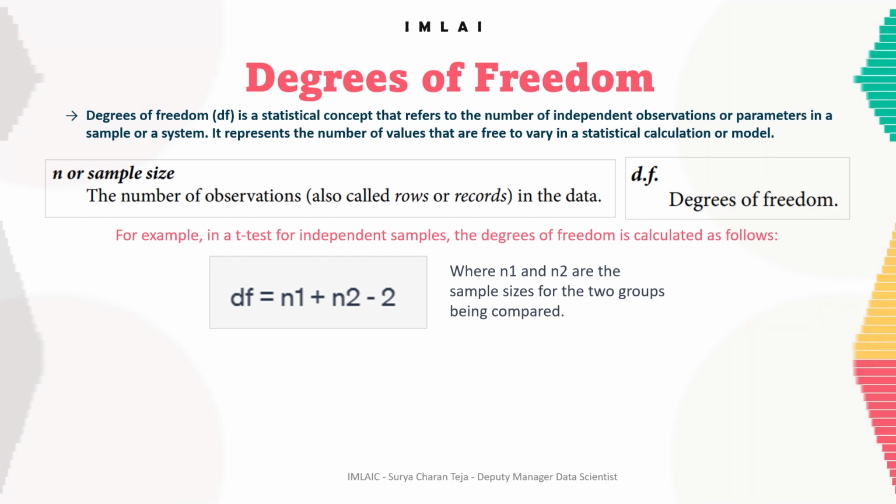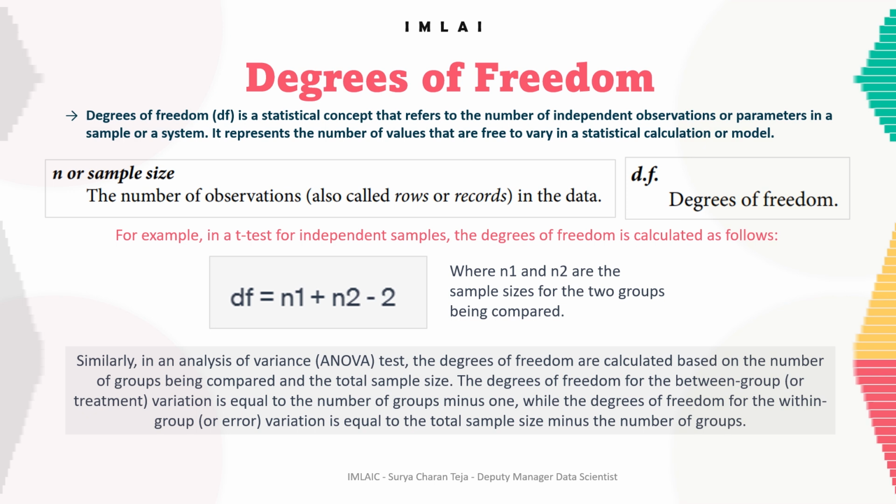Similarly, in an analysis of variance ANOVA test, the degrees of freedom are calculated based on the number of groups being compared and the total sample size. The degrees of freedom for the between groups variation is equal to the number of groups minus 1, while the degrees of freedom for the within group variation is equal to the total sample size minus the number of groups. That's what we use in analysis of variance ANOVA.